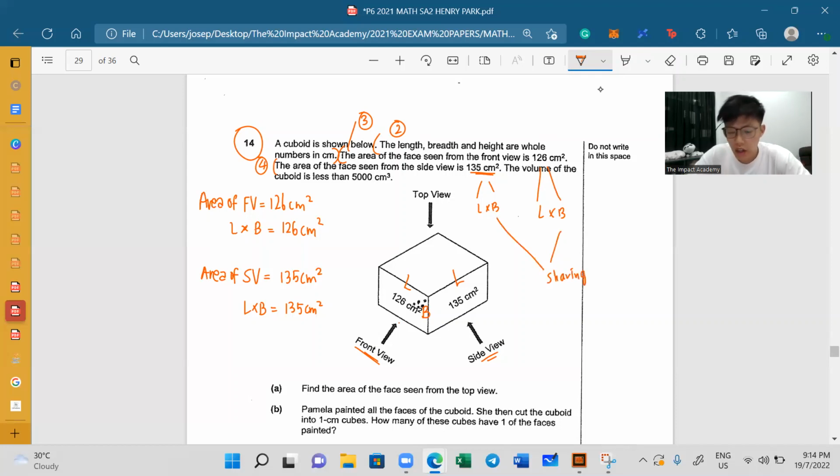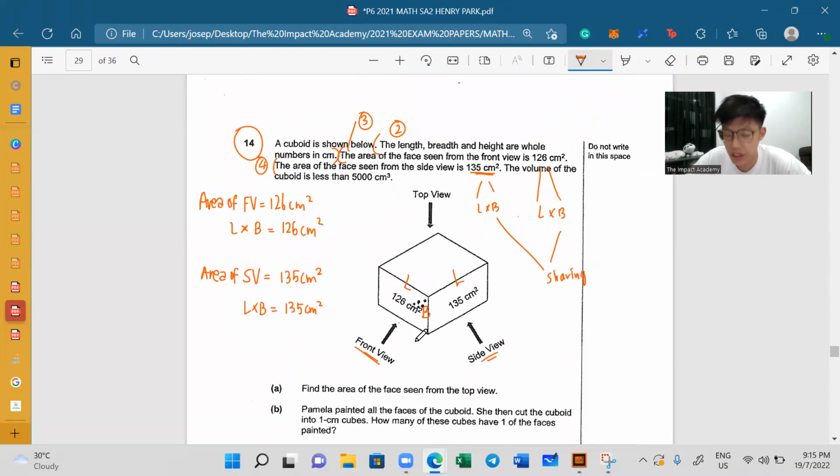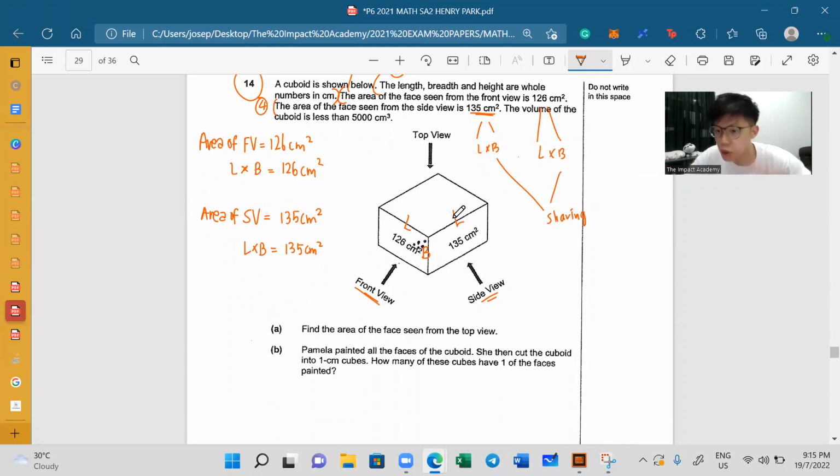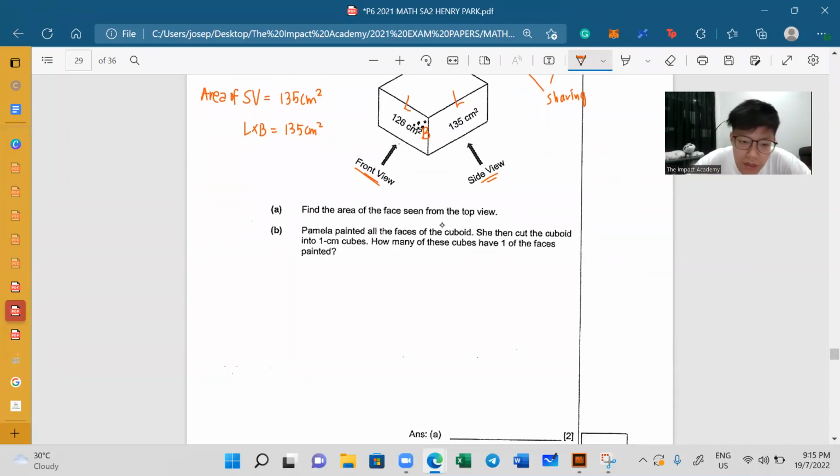In order for me to find L times B, what I want to find is definitely the factors of 126 and the factors of 135, also remembering the fact that the breadth has to be the same. So let's get right into it. As you can see over here, I'm just going to list down the factors of 126 first.